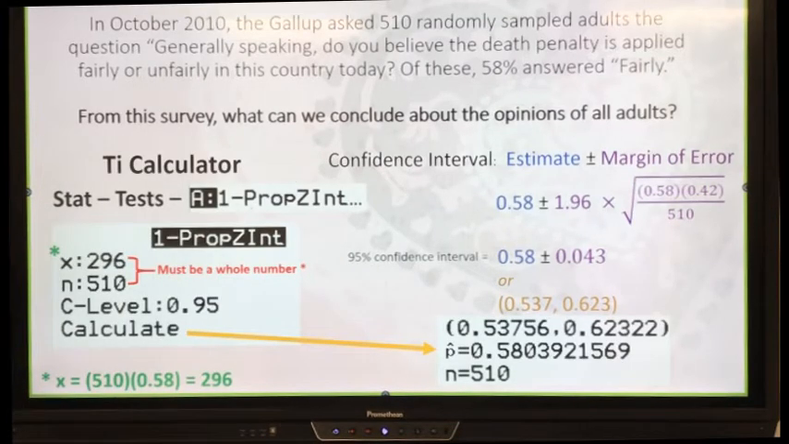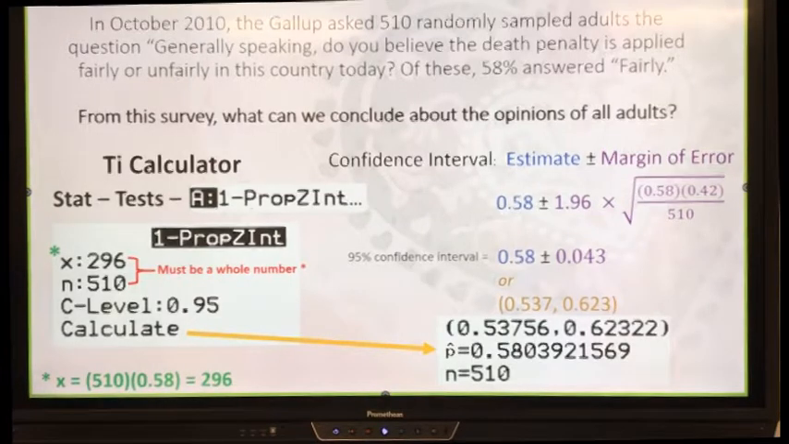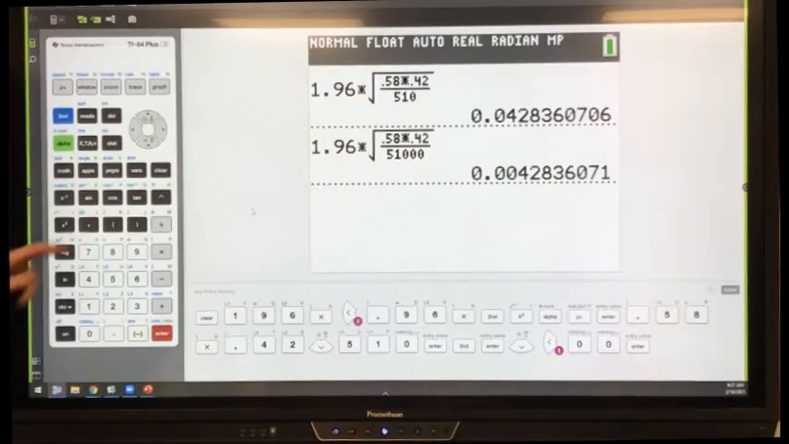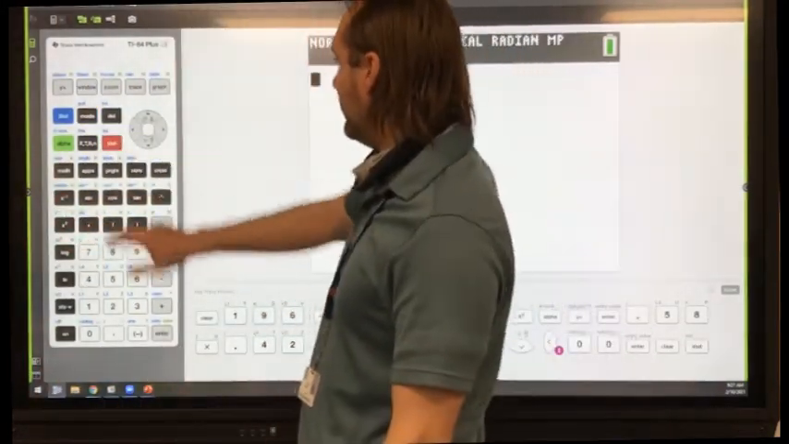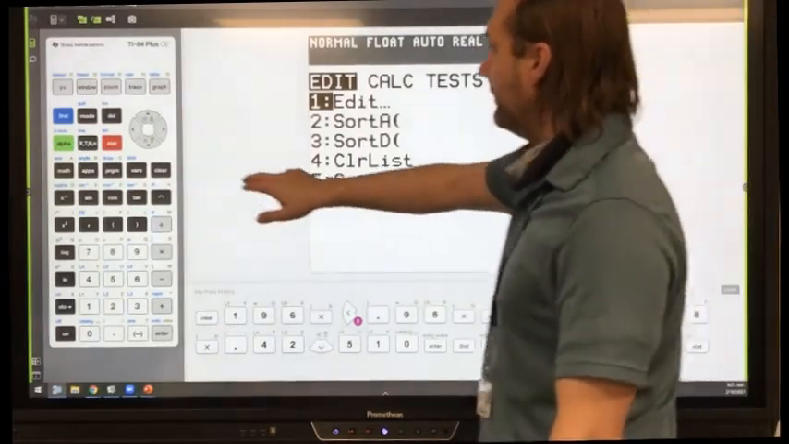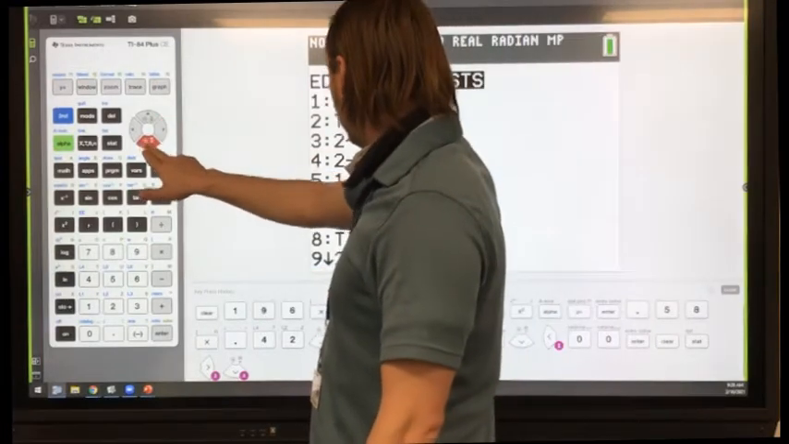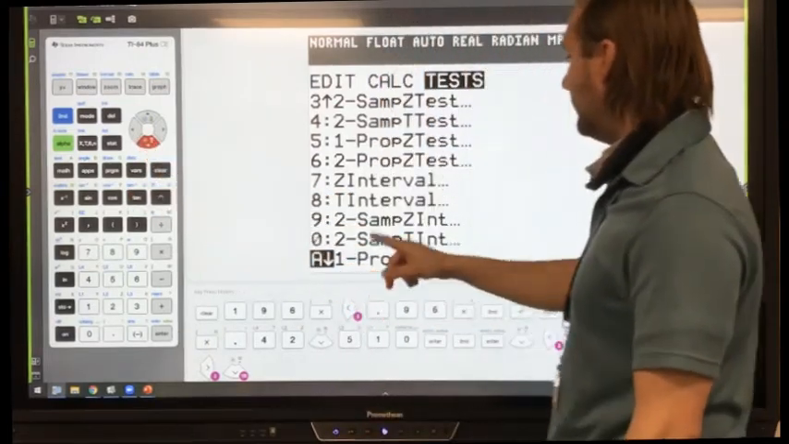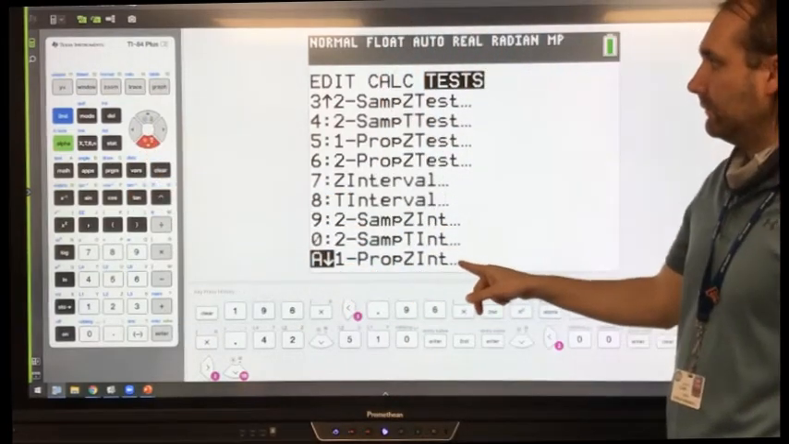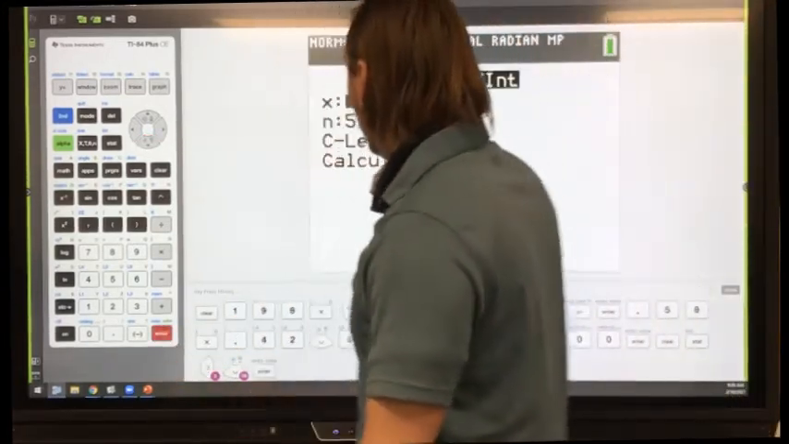FYI, the calculator has a feature to do the confidence interval. Even though the calculation isn't that complicated and you can easily do it by hand, if you feel like you need it in the calculator, here's how you can pull this off. So stat, test. Go all the way to test, and go all the way down to A. So I want 1 proportion Z interval. This one right here. Hit enter.